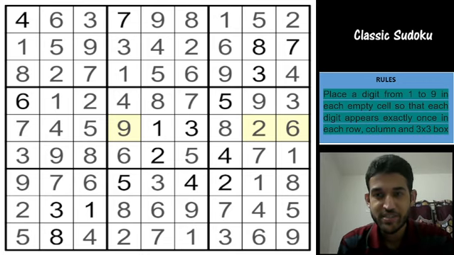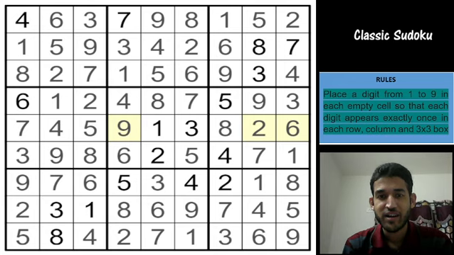Hope you guys had fun watching me solve this computer generated Sudoku. It was a nice solve. I wanted to show you something interesting and hope this Sudoku was that way.